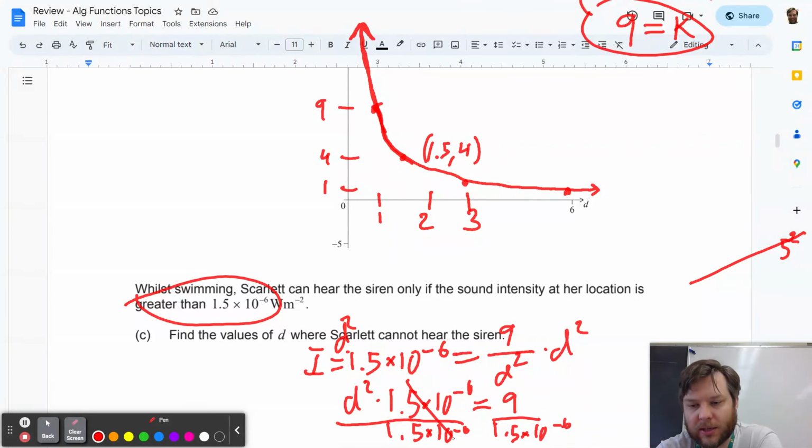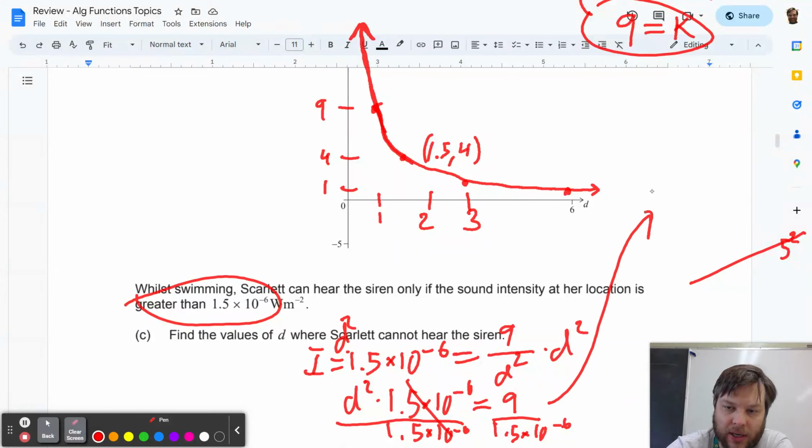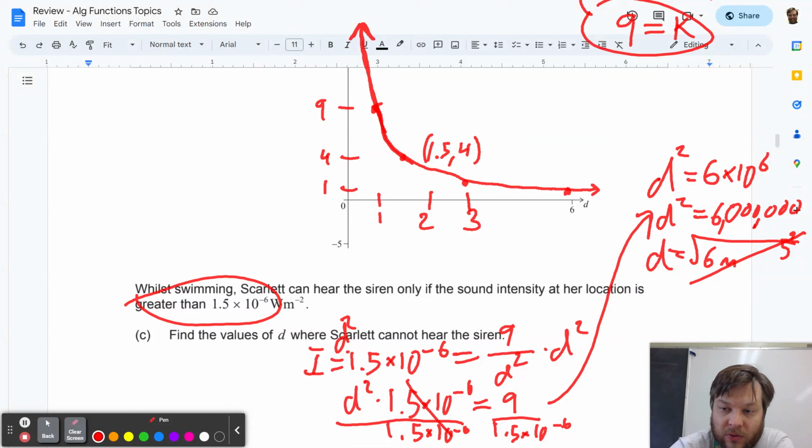Okay. 9 divided by 1.5, 1.5 goes in there 6 times. And dividing by 10 to the negative 6 is the same as multiplying by 10 to the regular 6. So I know that d squared is equal to 6 times 10 to the 6 because I divided by a negative exponent. 6 times 10 to the 6 means you're moving the decimal 6 times. So we have the number 6 million. And then we take the square root of 6 million.